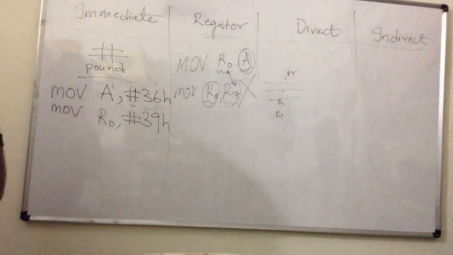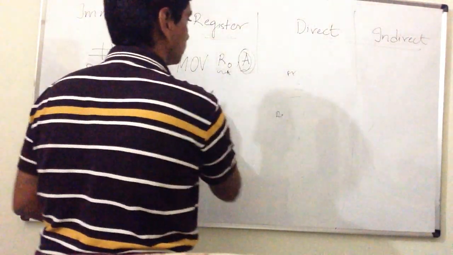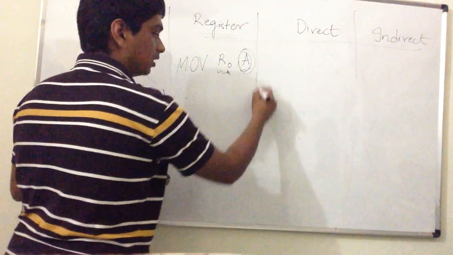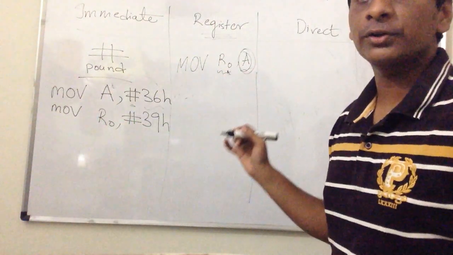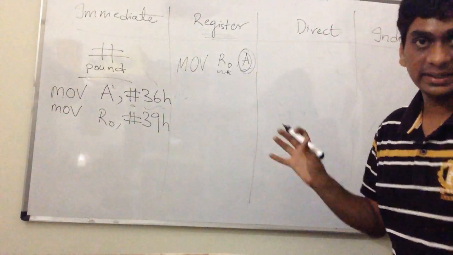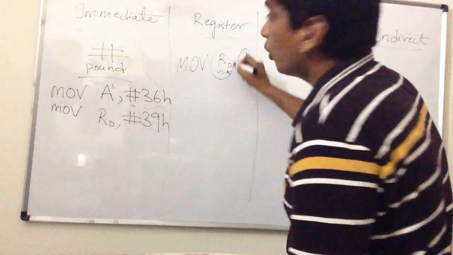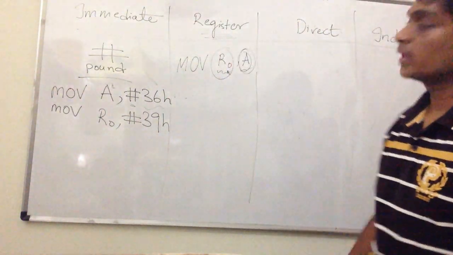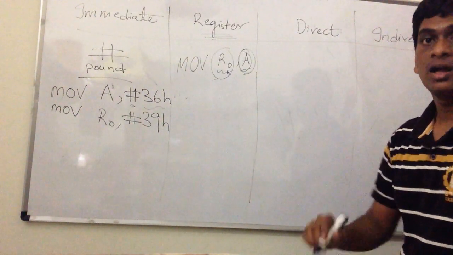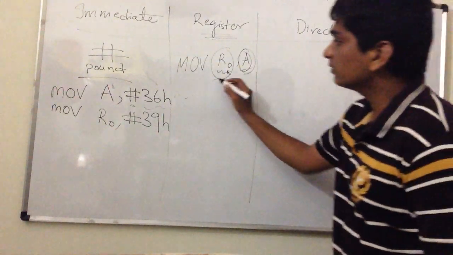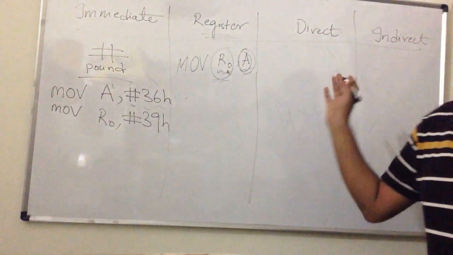The more examples you solve, the more programs you write based on this, the clearer you'll be about this. So this is register addressing mode. The next addressing mode we are going to talk about is the direct addressing mode. As the name itself indicates, R0 here is a register and A is a register. What if I directly give the memory location itself in the opcode or operation code?